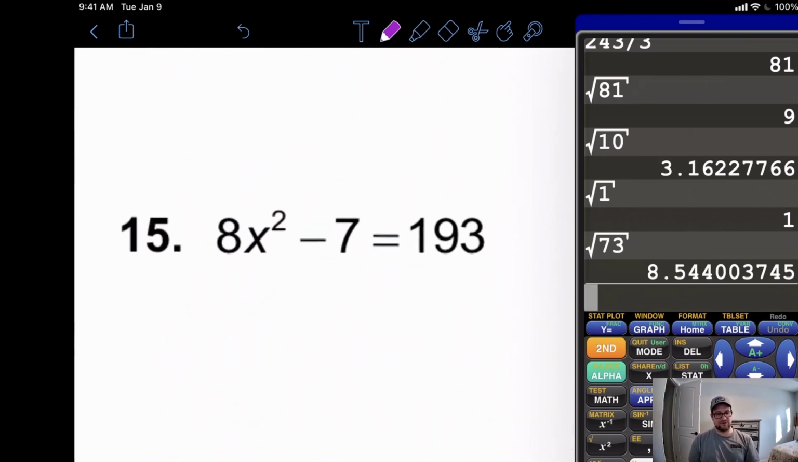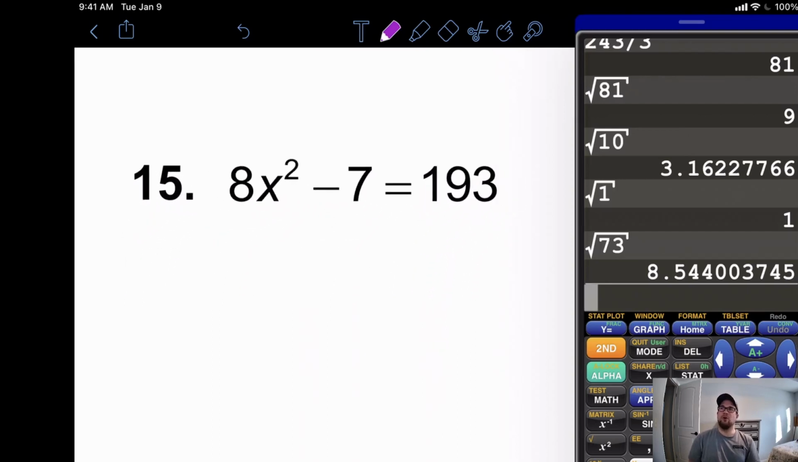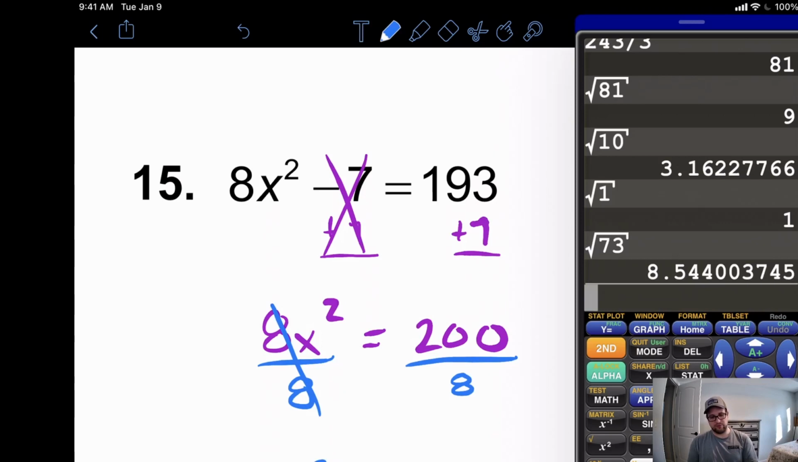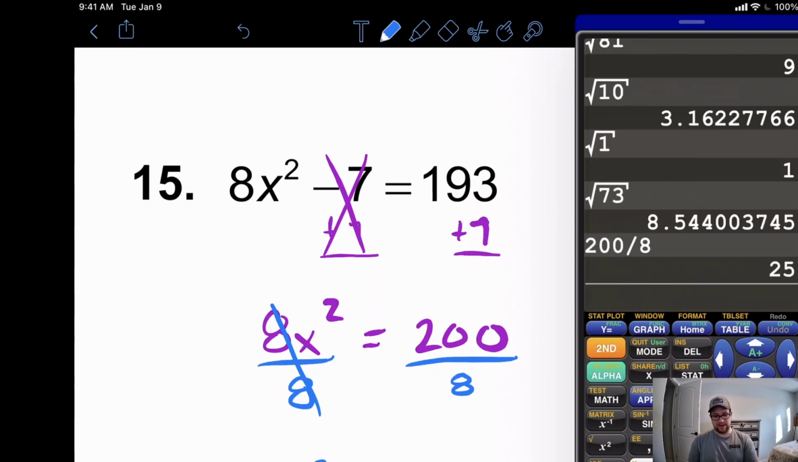Here's our last one today, number 15. So again, let's get x squared alone. So I'm going to start by adding 7 to both sides. I'm going to get 8x squared is equal to 193 plus 7 would be 200. Now, I want to get x squared alone, so I want to divide off the 8 on both sides. That's going to leave me with x squared equals 200 divided by 8 leaves us with 25.